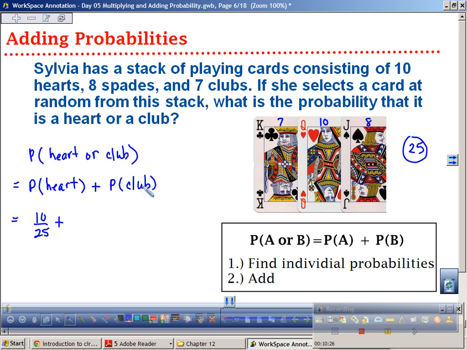Plus, probability of a club, there are 7 clubs out of 25. Now, if it was, what's the probability that it's a heart or a club?